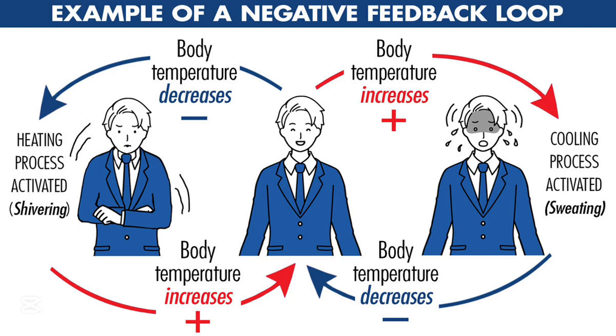Imagine a thermostat maintaining a comfortable room temperature. When the temperature gets too high, the thermostat kicks in to cool things down. When it gets too low, it turns on the heater to warm things up. So it's constantly adjusting to keep things stable. Exactly. And negative feedback is crucial for maintaining homeostasis.